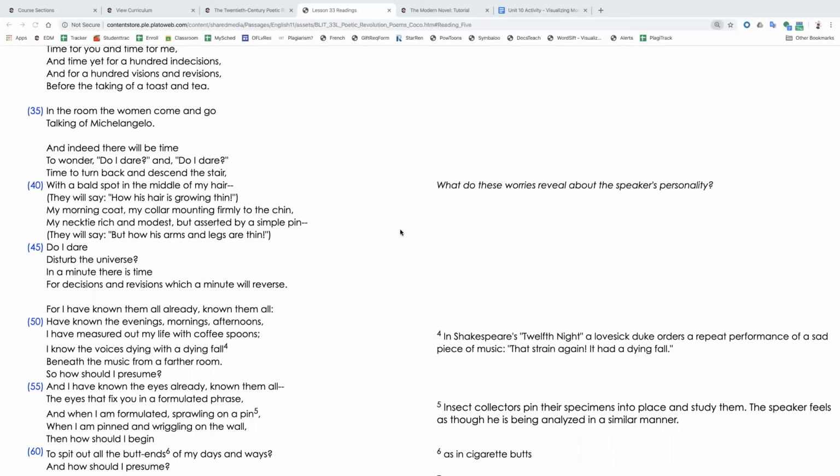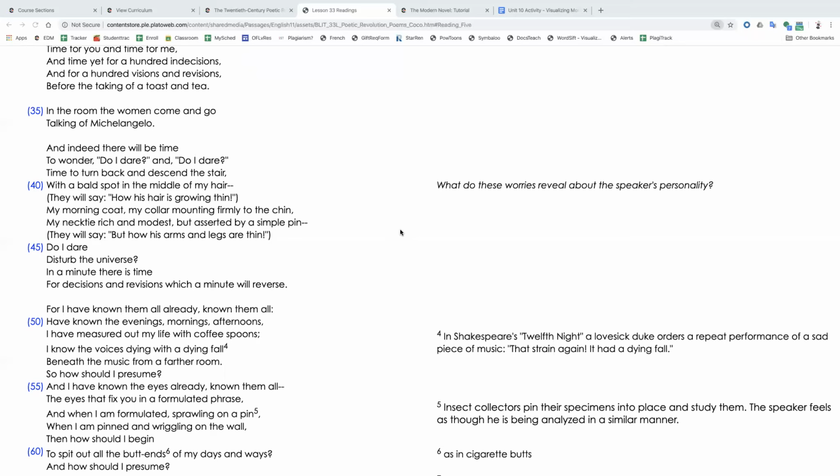And indeed, there will be time to wonder, do I dare, and do I dare? Time to turn back and descend the stair, with a bald spot in the middle of my hair. They will say, how his hair is growing thin. My morning coat, my collar mounted firmly to the chin, my necktie rich and modest, but asserted by a simple pin. They will say, but how his arms and legs are thin. Do I dare disturb the universe?